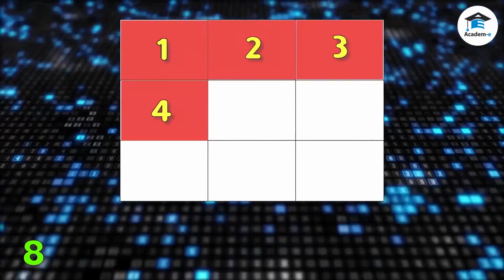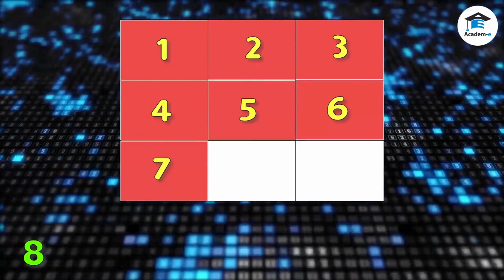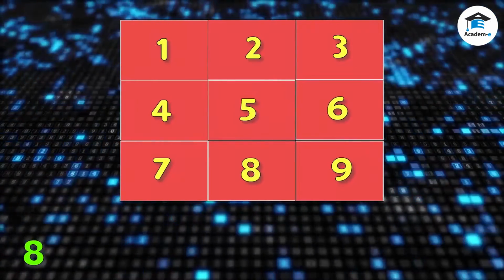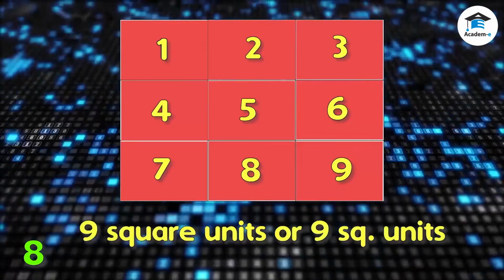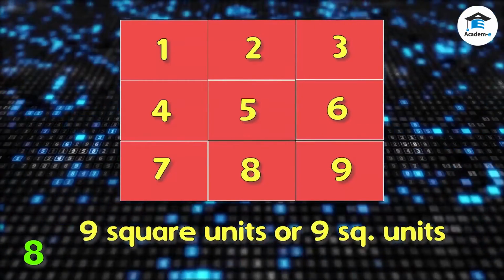Here's another example. Let's find the area of this figure. Let's count the number of squares. 1, 2, 3, 4, 5, 6, 7, 8, 9. There are 9 squares. Therefore, the area of this figure is 9 square units.